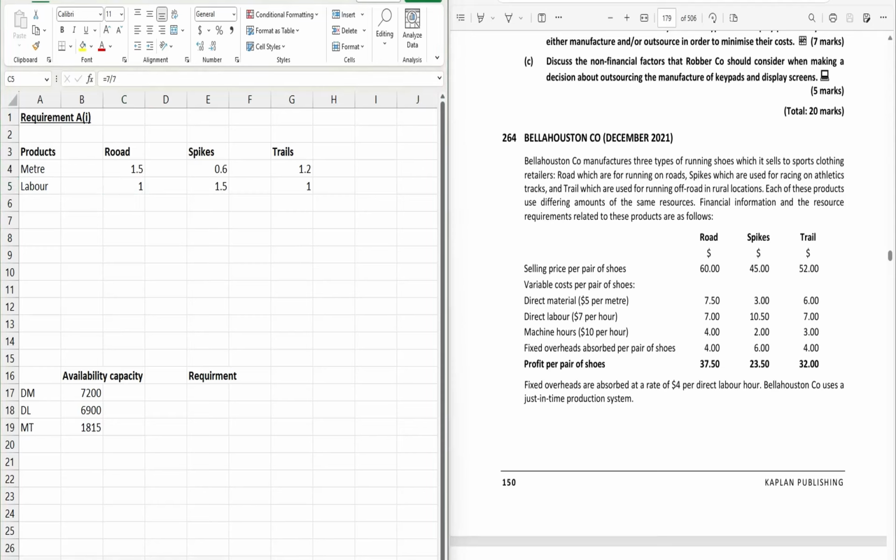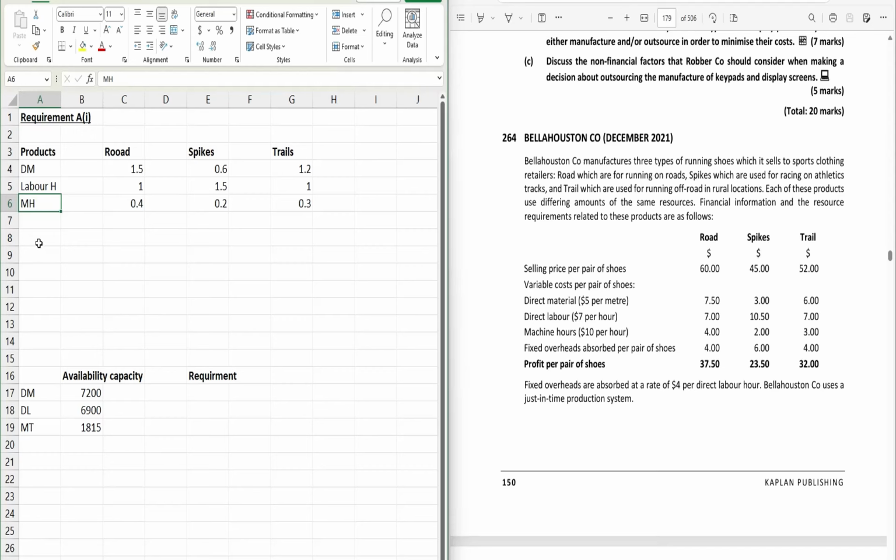Similarly for the machine hours, let's calculate this. I will write the shortcut MH. So 4 divided by 10, then we have 2 divided by 10, then we have 3 divided by 10. So these are the per unit requirements of meter, material DM, labor hour, and machine hour.